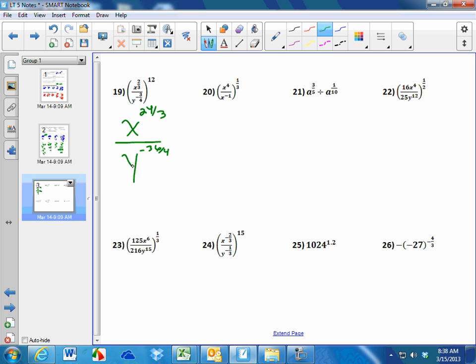And that becomes x to the 8 over y to the negative 9. And you said on the board that you would take that negative exponent, move it to the top. So your final answer would be x to the positive 8 in the top of the bracket, as is y to the positive 9. Final answer.